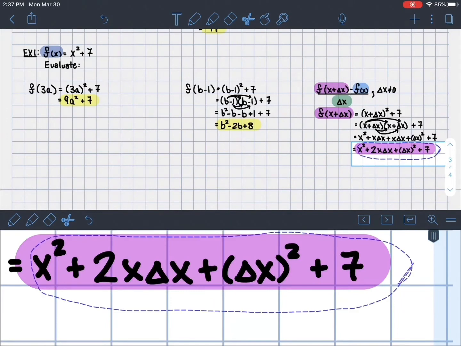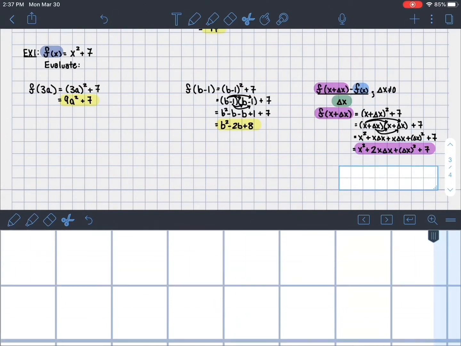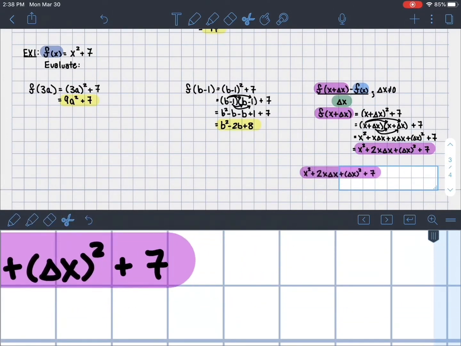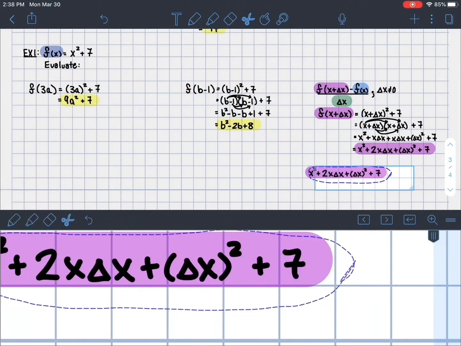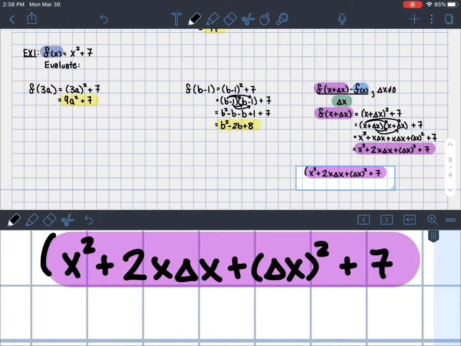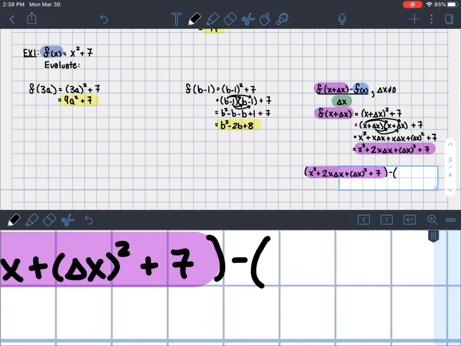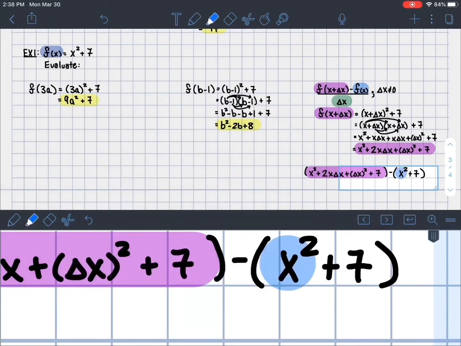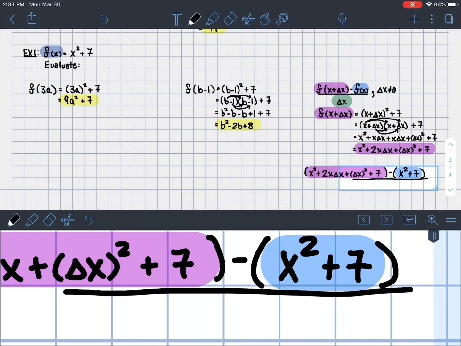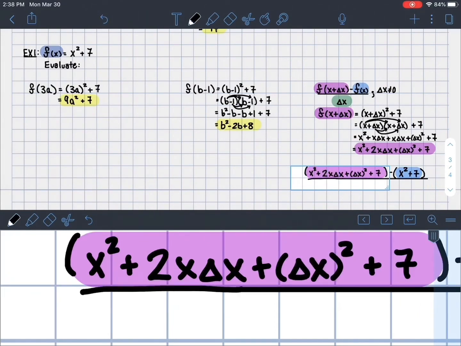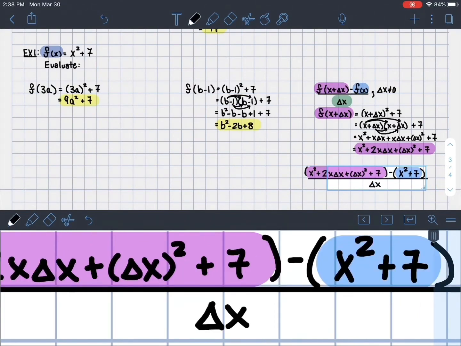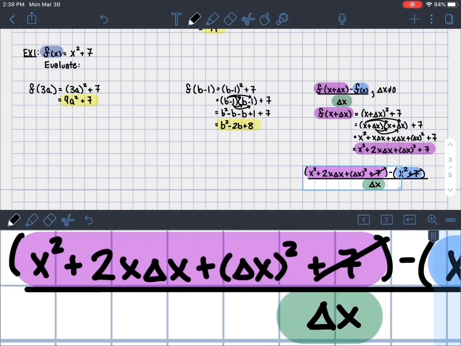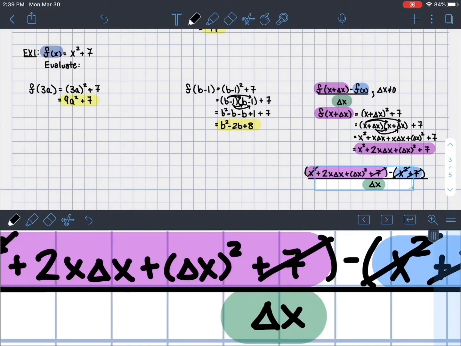Once I do that, it's going to be the purple piece minus the blue piece, which is just f of x. We have that. So it's going to be minus the quantity x squared plus 7. And then the whole thing is over delta x. Minus the entire blue piece means we're going to be minusing x squared and minusing 7. That's great because we're going to end up canceling our 7s and our x squareds.